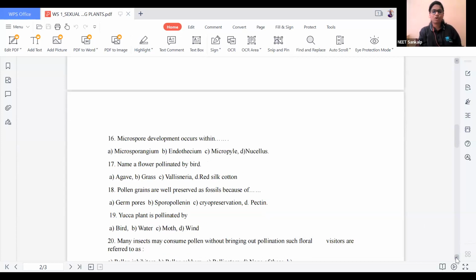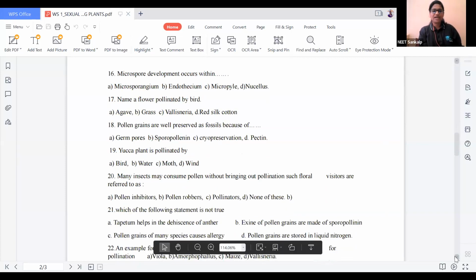Yucca plant is pollinated by what? Option A, bird. Option B, water. Option C, moth. Option D, wind. Jyoti, Mahalakshmi, Anvita, Radhika, Netravati, Komala K, Manju. So most of you answered it correctly. Option C, moth is the right answer.